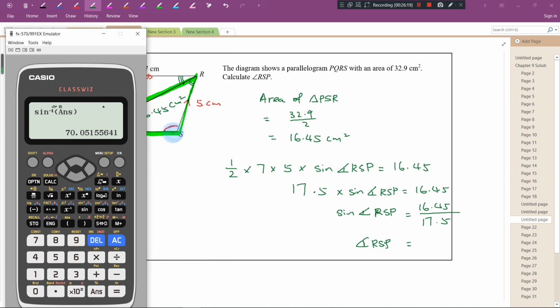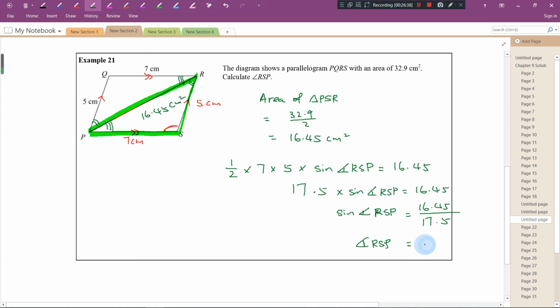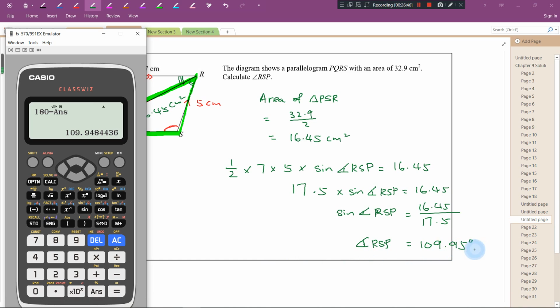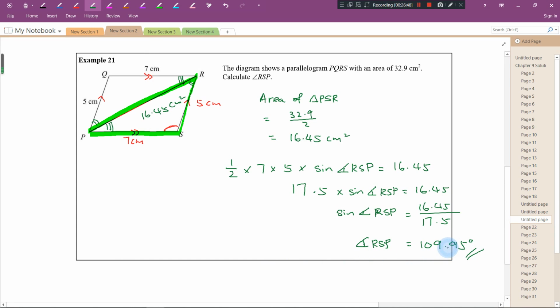When you look at this diagram, you know that this is actually an obtuse angle, which is more than 90 degrees. This is less than 90 degrees. We know this is not the answer. We have to take 180 minus the answer. Okay, so the correct answer should be 109.95 degrees. Okay, let me check again. Okay, correct. So this is the correct answer for this question.